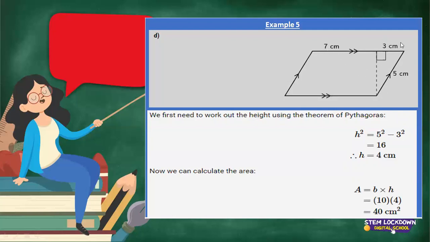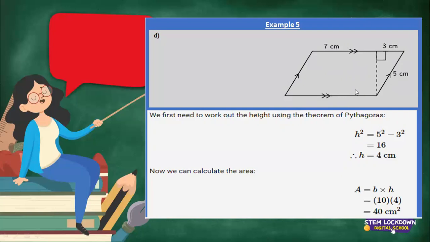And then this is the base. This here is the same length, because in a parallelogram, opposite sides are parallel and equal. It's called a parallelogram because opposite sides are parallel and equal. So our base there is 10, 7 plus 3 is 10, and then we say our height here is 4. So 4 times 10 gives us 40.